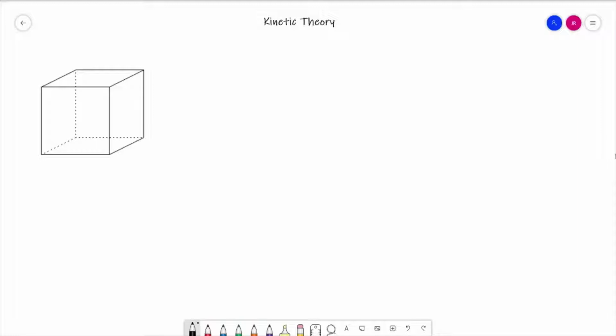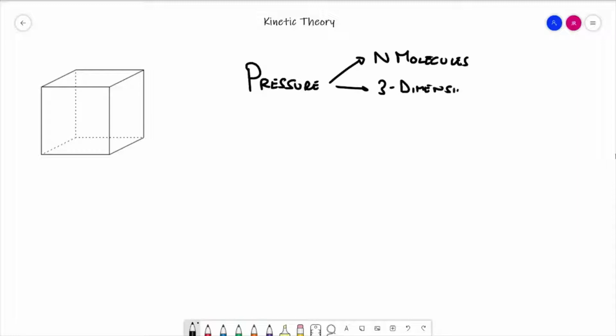Firstly though, we're going to take a slightly different approach. We're actually first going to look at pressure. And the end aim, the end goal, is to look at pressure for all molecules in a gas, so n molecules, and obviously looking in all 3 dimensions. Okay, so that is our target.